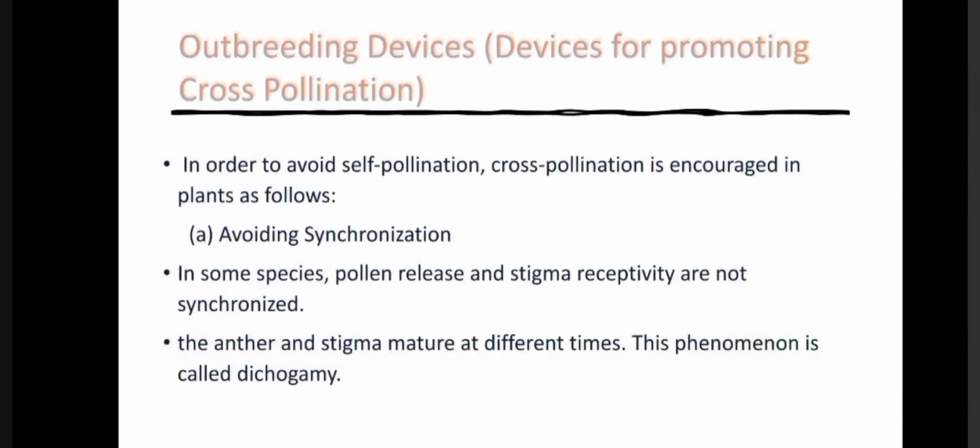Outbreeding devices. Devices for promoting cross-pollination. In order to avoid self-pollination, cross-pollination is encouraged in plants as follows. A. Avoiding synchronization. In some species, pollen release and stigma receptivity are not synchronized. The anther and stigma mature at different times, and this phenomenon is called dichogamy.